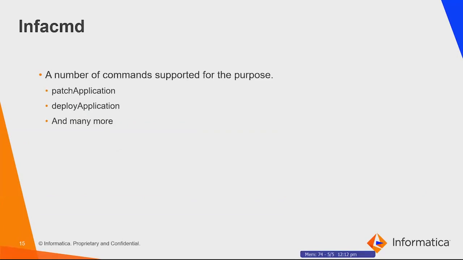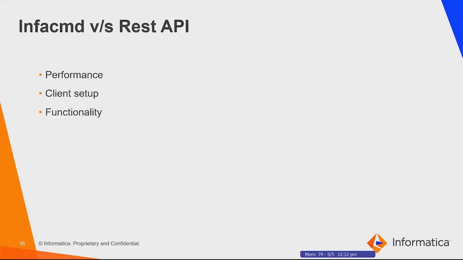Another interface available in order to implement the CI/CD is the InfraCMD command. A number of commands are available, including patch application, deploying the application, starting or stopping the application, and many more. A command reference guide for the 10.5.x version explains all these commands in detail, along with the parameters. As we discussed, there are two interfaces: one is InfraCMD and another one is the REST API, in order to implement the CI/CD functionalities.